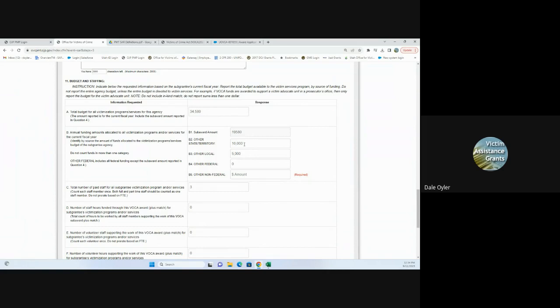So let's just say this agency had 10,000 in another state and 5,000 in local, and they didn't have any other federal funding, which most of our agencies do not. But you would add those all up together to get 34,580 here, and then you can move on.